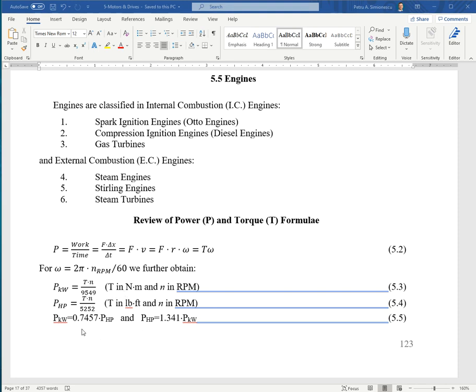And if you convert torque in pound-foot and speed in RPM, you have this constant 5,252. 1 kilowatt of power is 1.341 horsepower, and 1 horsepower is 0.7457 kilowatts, so like 3/4 of a kilowatt is 1 horsepower.